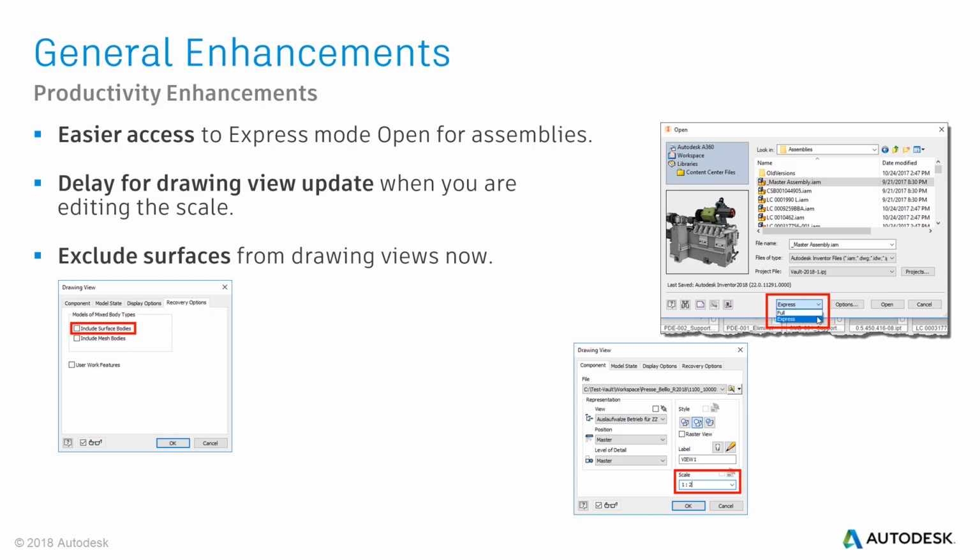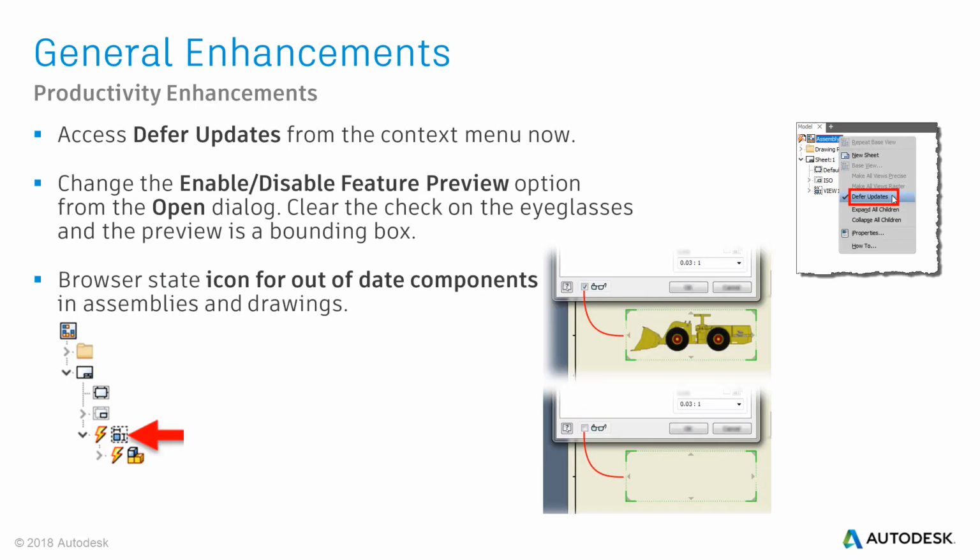In Drawing Views, a delay has been added to the View update when you are editing the scale. The delay allows you to enter the new scale without the view reacting to each number entered. You can also exclude surfaces from drawing views now. In the Drawing View dialog box, on the Recovery Options tab, clear the checkbox on Include Surface Bodies. In the Deferred Drawing, you can access Defer Updates from the Context menu now. The behavior is the same as if you were accessing the option from Document Settings.